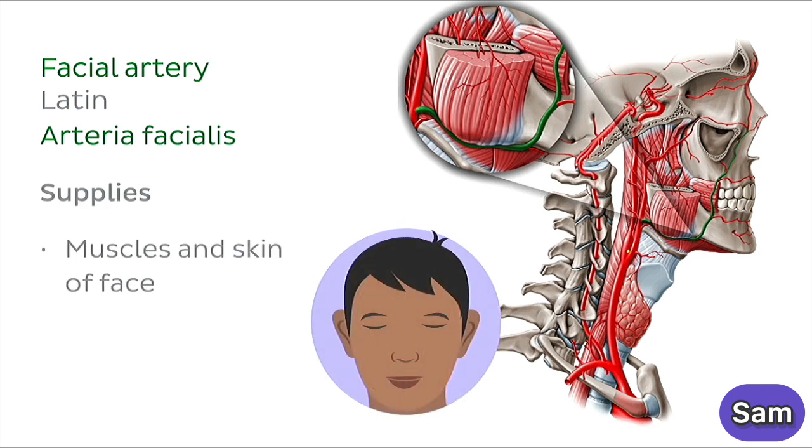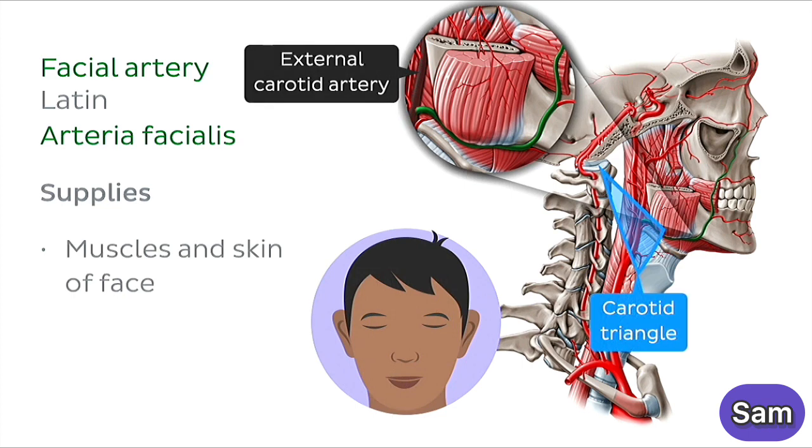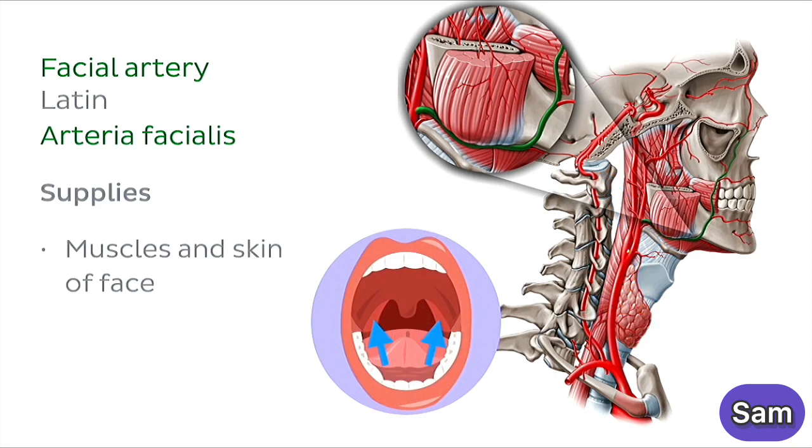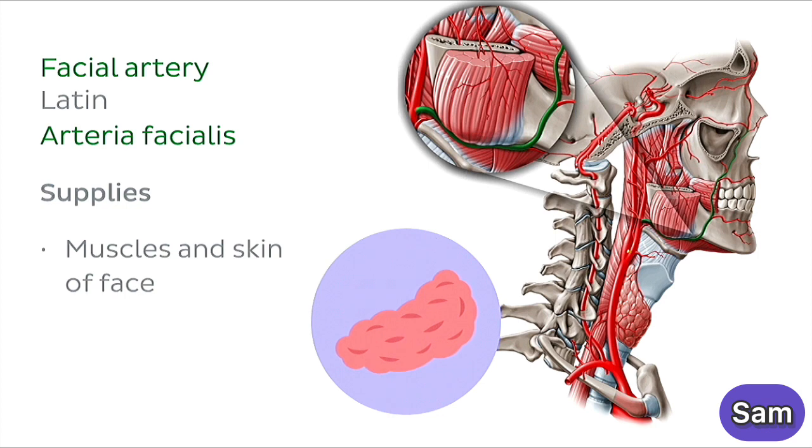The fourth artery is the facial artery, which, as its name implies, supplies the muscles and skin of the face. The facial artery arises anteriorly from the external carotid in the carotid triangle. It also gives rise to branches that supply the tonsils, palate, and submandibular glands.